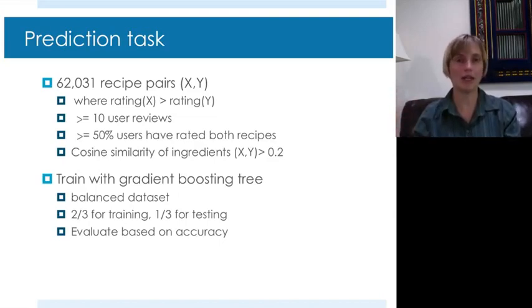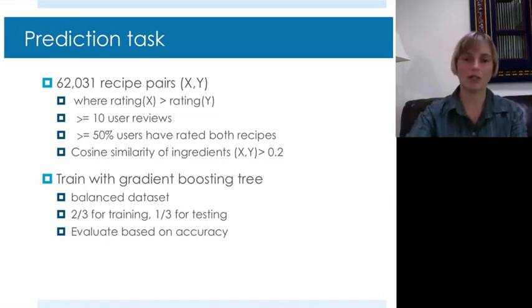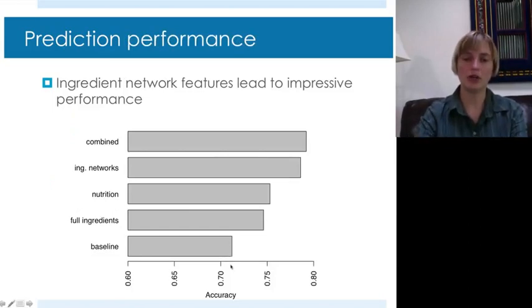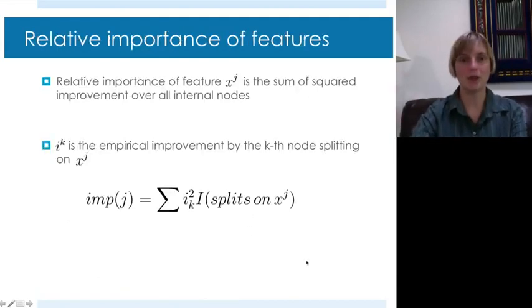If we were just guessing at random, we would be right 50% of the time, right? Because one of the recipes is going to be better. So we'd like to know, are we going to do even better than that? We tried various machine learning techniques. The gradient boosting tree was the one that worked the best. And we saw an improvement over the baseline, which was about 72% correct, to about 78, 79%, and especially the ingredient networks gave us a lot of predictive power in figuring out which recipe is better.